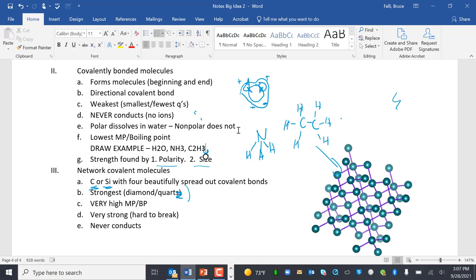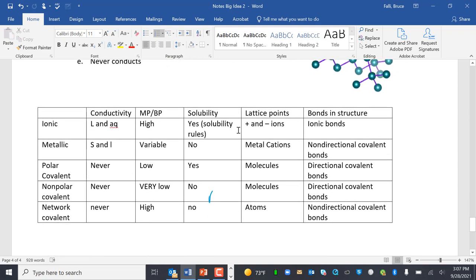So I think some of these are hard to differentiate. Ionic and network covalent, I think, are the hardest, okay? So notice network never conducts, but they both have a high melting point and boiling point. So that's how you differentiate between them. How can you tell if something is a metal? It conducts as a solid. Nothing else conducts as a solid besides a metal, okay?